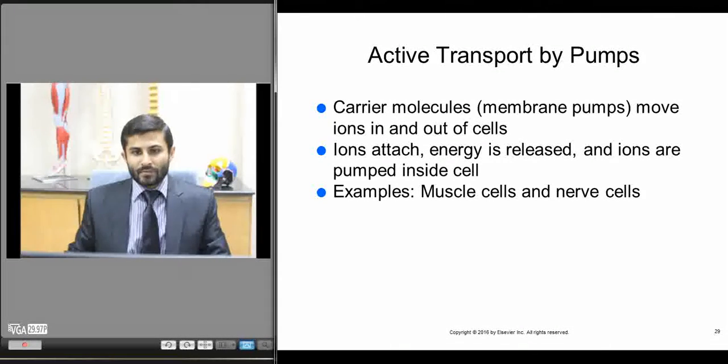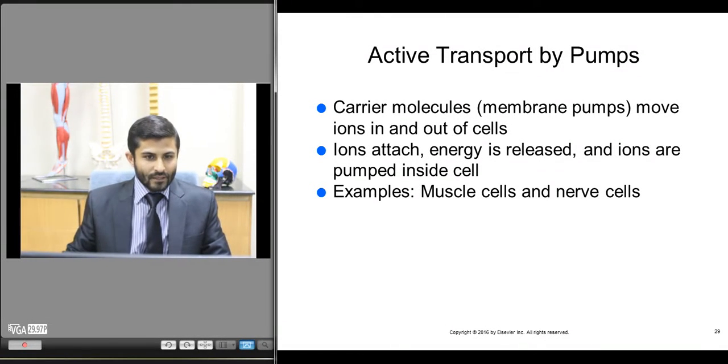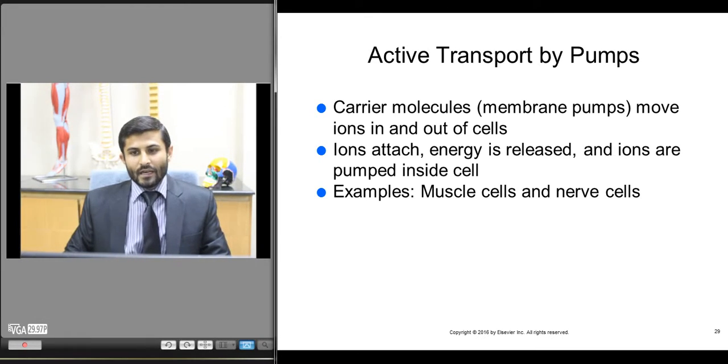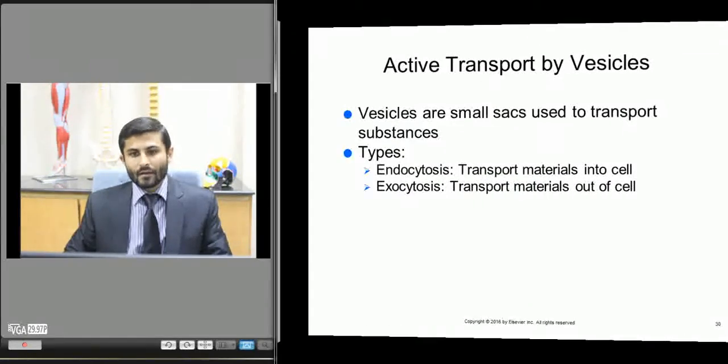Active transport by pumps. Just like you pump water with pumps at your homes, in the cell they follow the same principles: you need energy to carry, and it is against the concentration gradient. So carrier molecules, membrane pumps move ions in and out of the cell. Ions attach, energy is released, and ions are pumped into the cells. Examples are muscle cells and nerve cells.